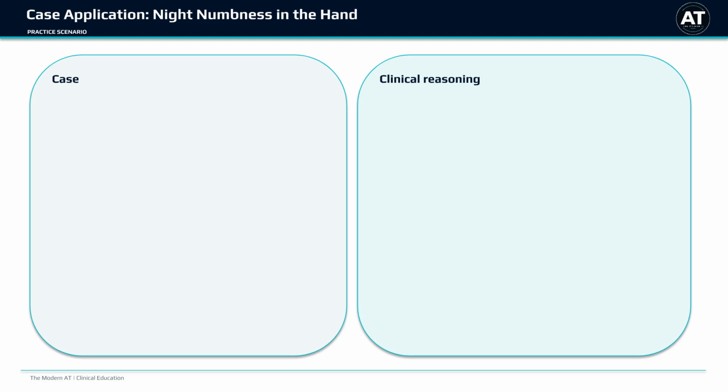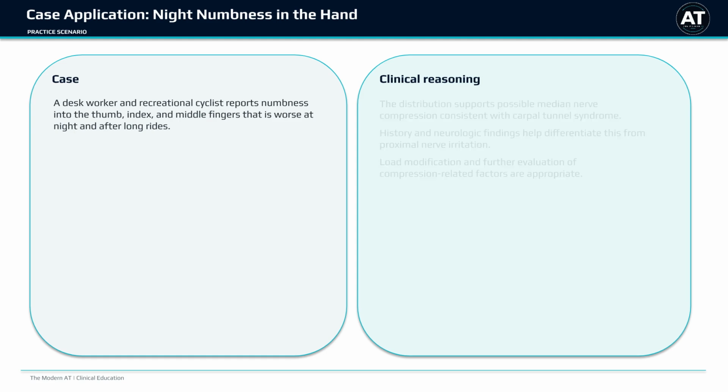In this case, a desk worker and recreational cyclist reports numbness into the thumb, index, and middle fingers that is worse at night and after long rides. That distribution supports possible median nerve compression, consistent with carpal tunnel syndrome.